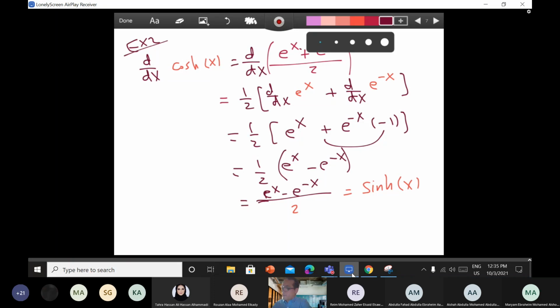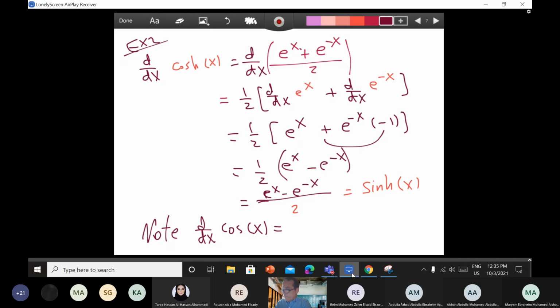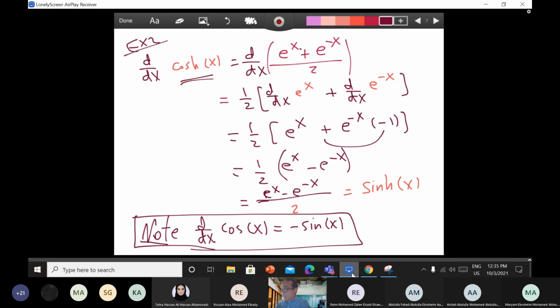Note the derivative d by dx for the cosine x is what? Minus sine x, right? So this is the difference between the trigonometric function, or circular function, and the hyperbolic. For the hyperbolic, the derivative of cosh doesn't have a minus, right? Okay.